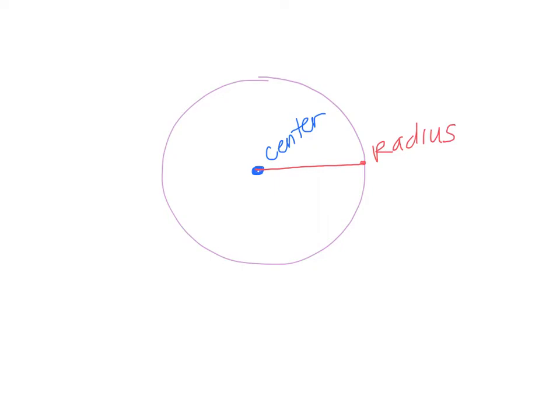A diameter connects 2 points on the circle and passes through the center. So it would look something like this.